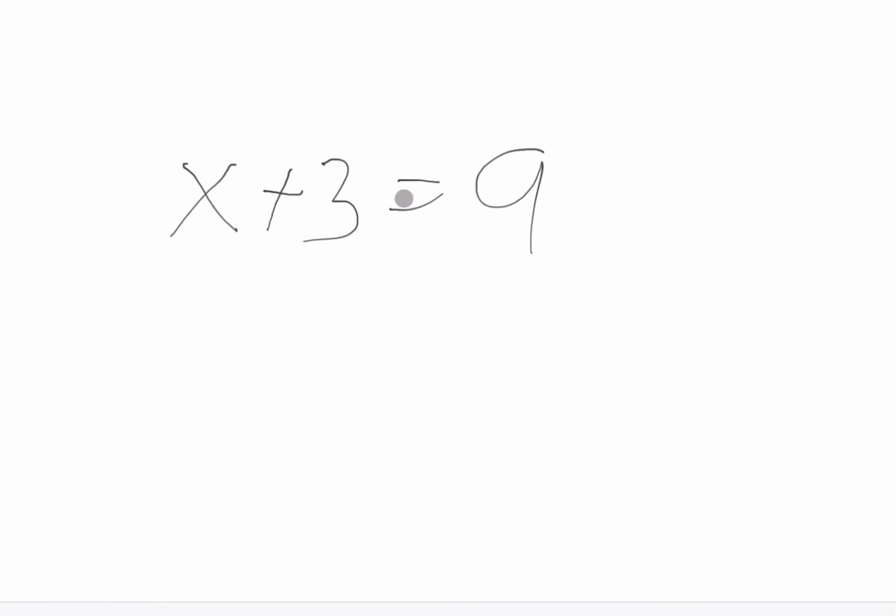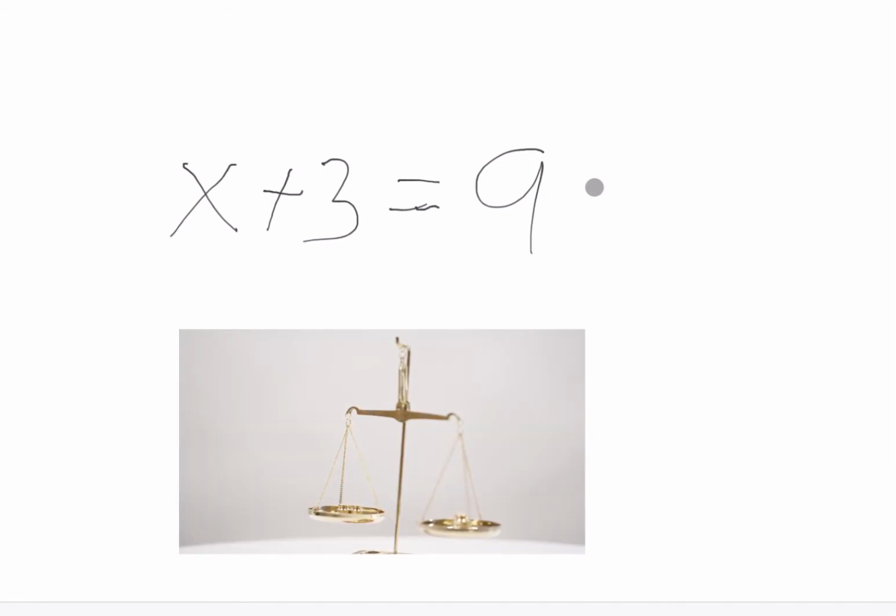The next part is, what is this? This is an equal sign, a little bit of a crooked equal sign, but it's an equal sign. So what does the equal sign mean? The equal sign means that everything on this side is equal to everything on this side. It means both sides are equal. So if we have a scale, which side would be higher and which side would be lower if this equal sign represented a scale with two sides?